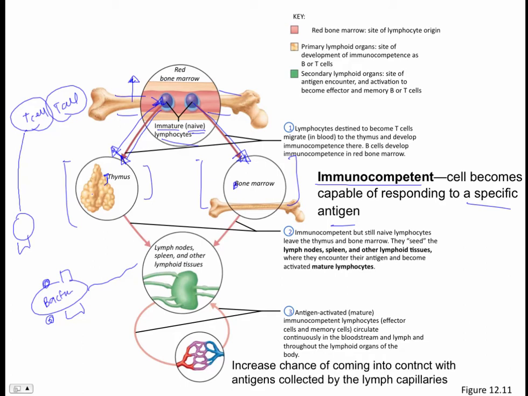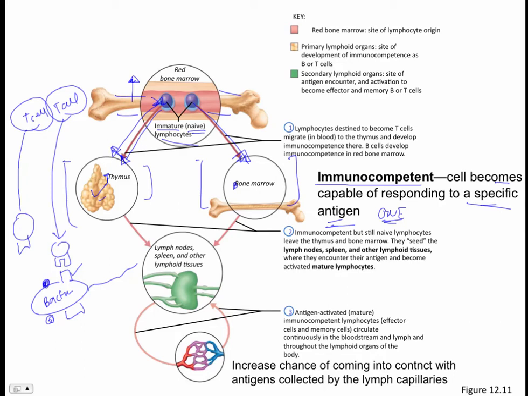And because each of these cells can only respond to one specific antigen, this T cell is going to recognize this surface antigen. This T cell is going to recognize this surface antigen. And so when we say that it's going to become capable of responding to a specific antigen, it's going to be capable of responding to one specific antigen. Okay, so this is what it means by gaining that immunocompetence. And it doesn't receive those instructions until it starts maturing within the thymus or the bone marrow.